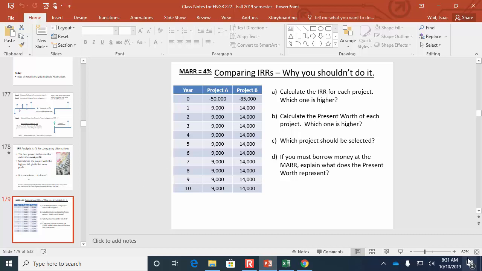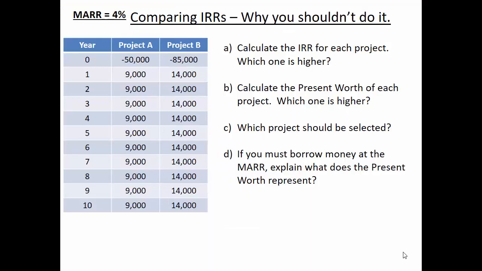All right, so on the second page of your handout, I ask you to go through a consideration where we have project A and project B, and they're both relatively straightforward. You have a lump sum investment, and then you have a series of revenues over a 10-year period. They have the same time frame. The revenue amount is the same every year.